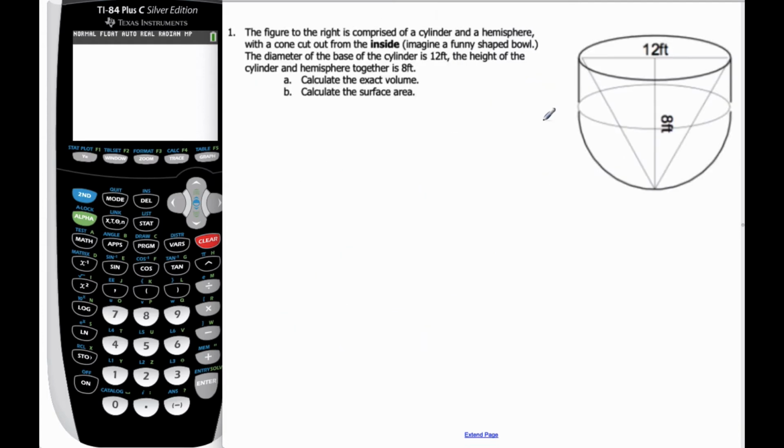Finding the surface area, we have to recognize that to find the area, we have half of the sphere from the bottom. We have the curved part of the cylinder. And then from the cone, this is like a cup. It says a funny shaped bowl, so there's no circle here. It's just the inside part, which is the curved part of the cone.